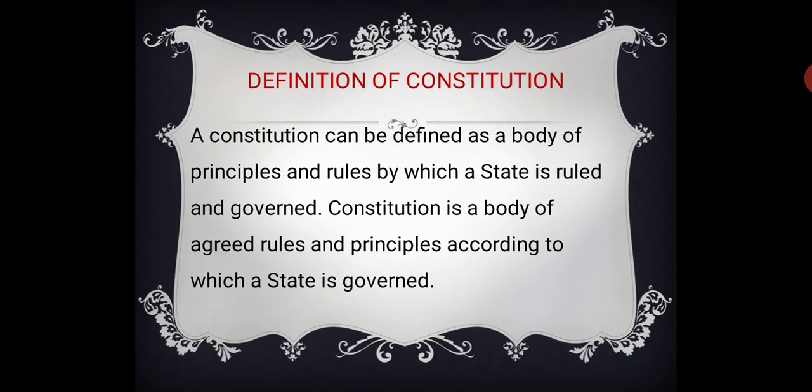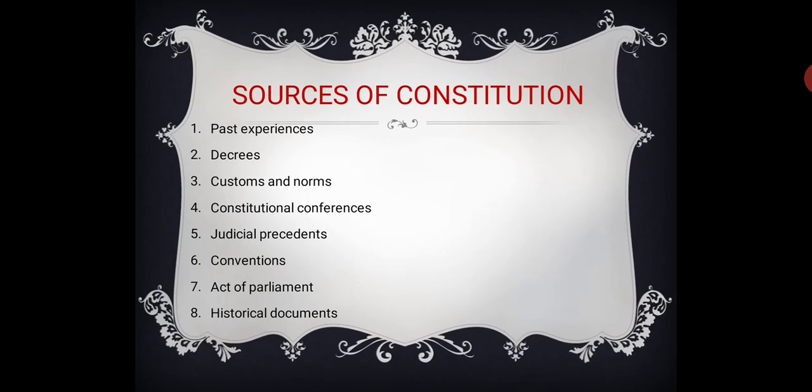Number 2 objective, which are the sources of Constitution. The sources are the ways in which a constitution can be achieved, can be formed. Number 1, we have past experiences. The history of the people is considered in preparing the basic rules that are governing them in these states.